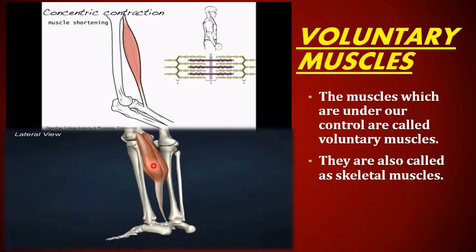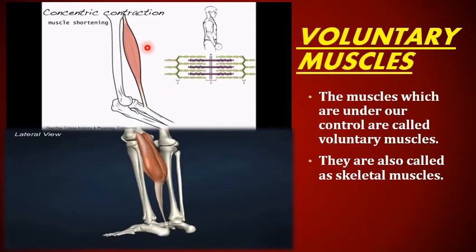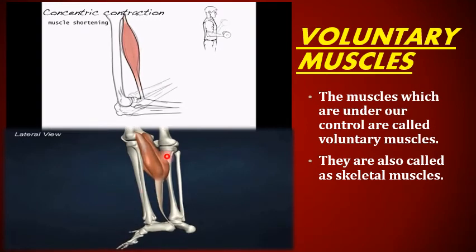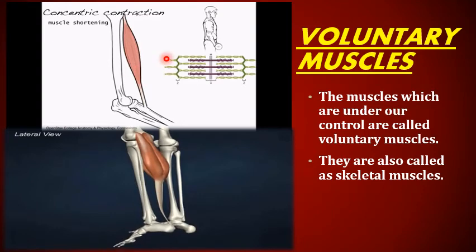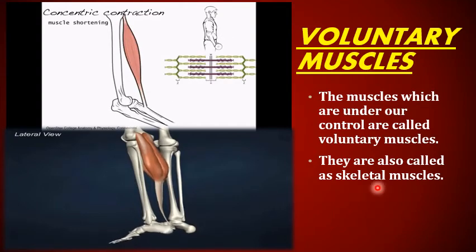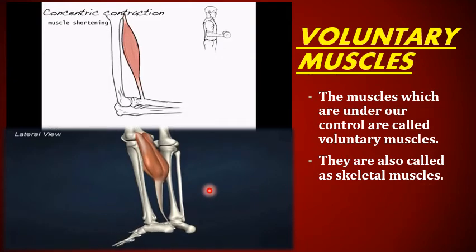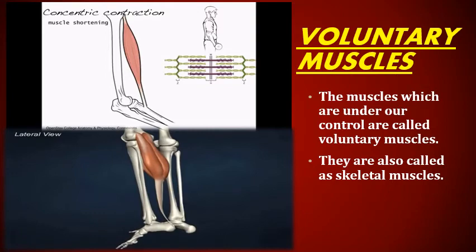As we can move the bone, it means those muscles are under our control, like the muscles of our limbs, either we are talking about forelimbs or hands, or hind limbs or legs. So they are the skeletal muscles, and they are under our control. We can move them when we want.